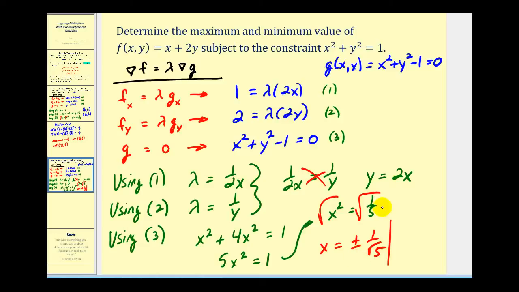And now that we know x, we can find y from this equation here. y is equal to 2 times x, so y is going to be equal to plus or minus 2 over the square root of 5. So we're going to have to consider 4 different points based upon the values of x and y, and plug those values into our function f of x, y equals x plus 2y. Let's do that on the next slide.